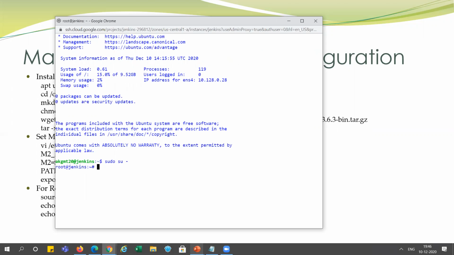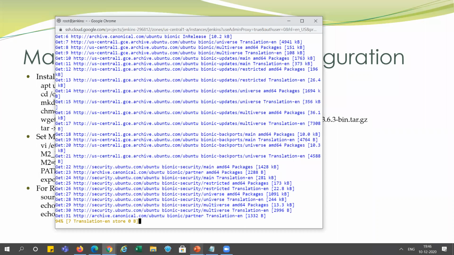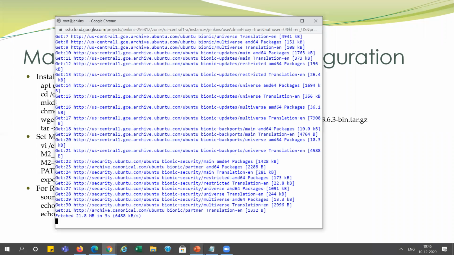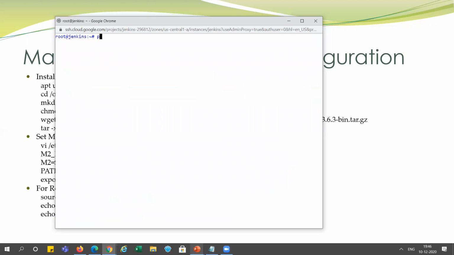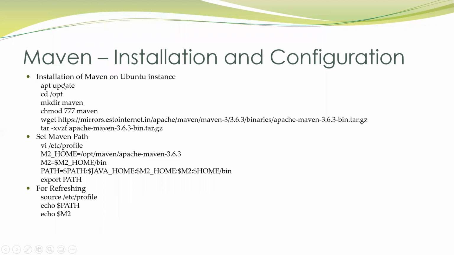I'm taking sudo and updating the packages, right? So apt update. So we are currently in the root, but we need to go to the OPT, right? Here we don't have anything currently. I'm creating a directory for Maven. I'm giving full rights for this folder and cd Maven, right? We are inside that Maven folder, and currently we don't have anything, right?